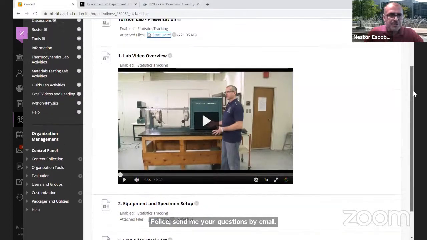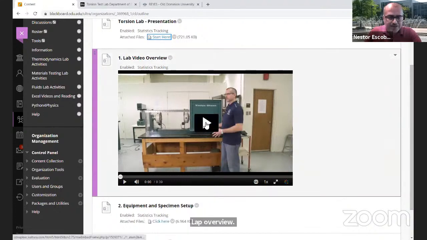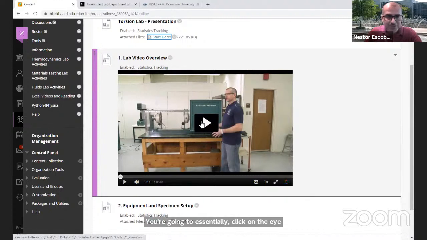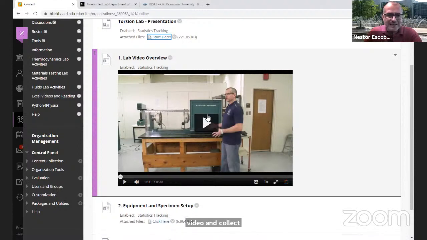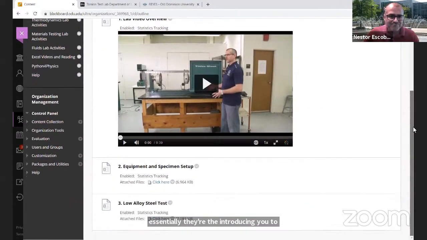You should be able to see on the screen the lab overview. You're going to essentially click on the icon, play the video, and collect information. I'm going to be introducing you to the equipment.